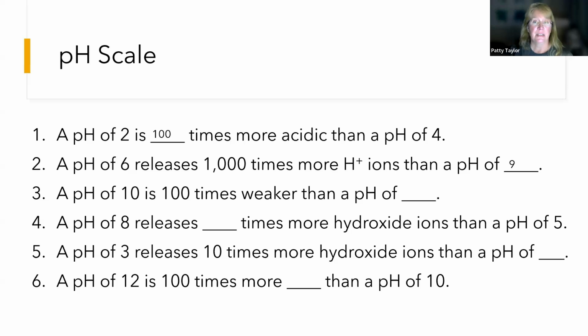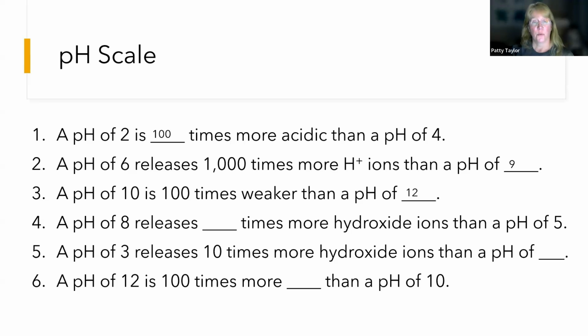A pH of 10 is 100 times weaker than a pH of 12. Is it a weaker acid or a weaker base? It's a weaker base, right? So in terms of on that end of the pH scale, we're dealing with those bases. You know, you could also say that 10 is 100 times more acidic than 12.